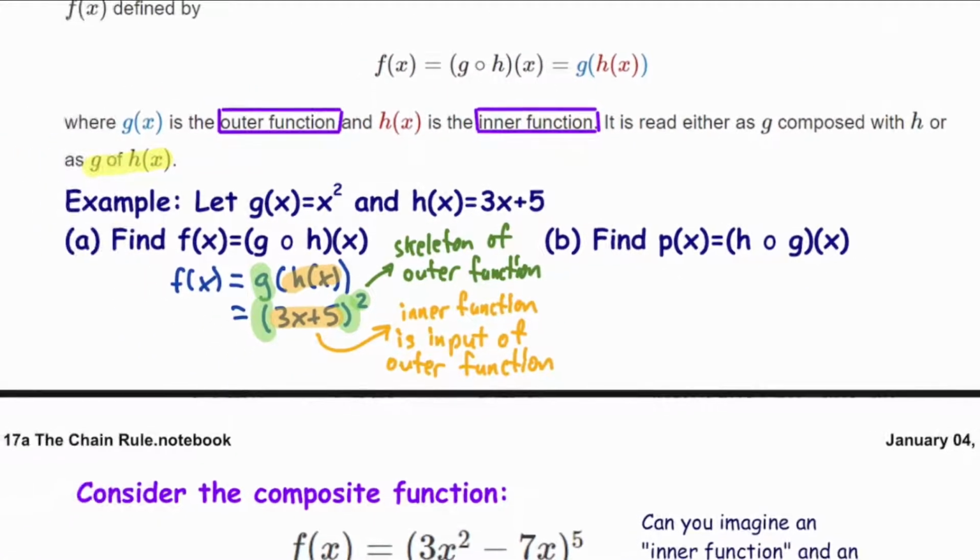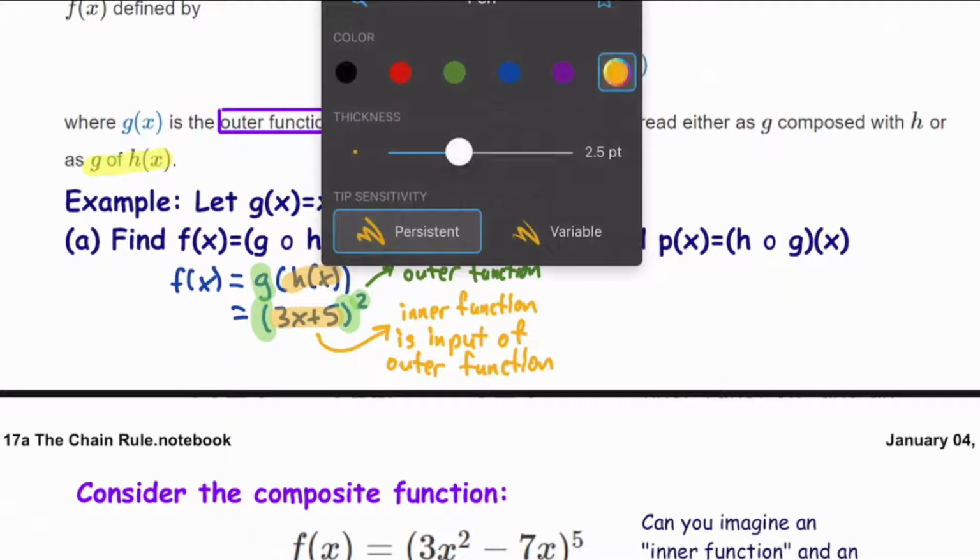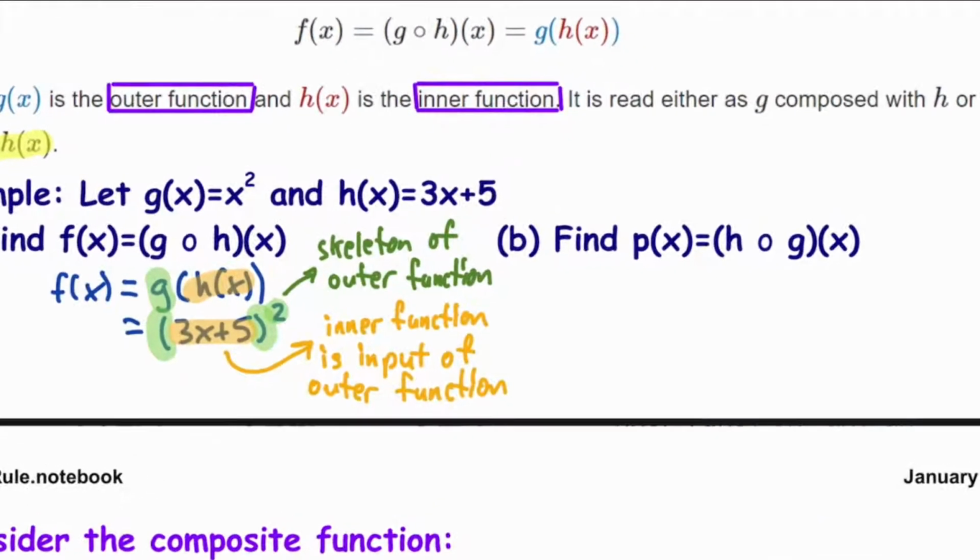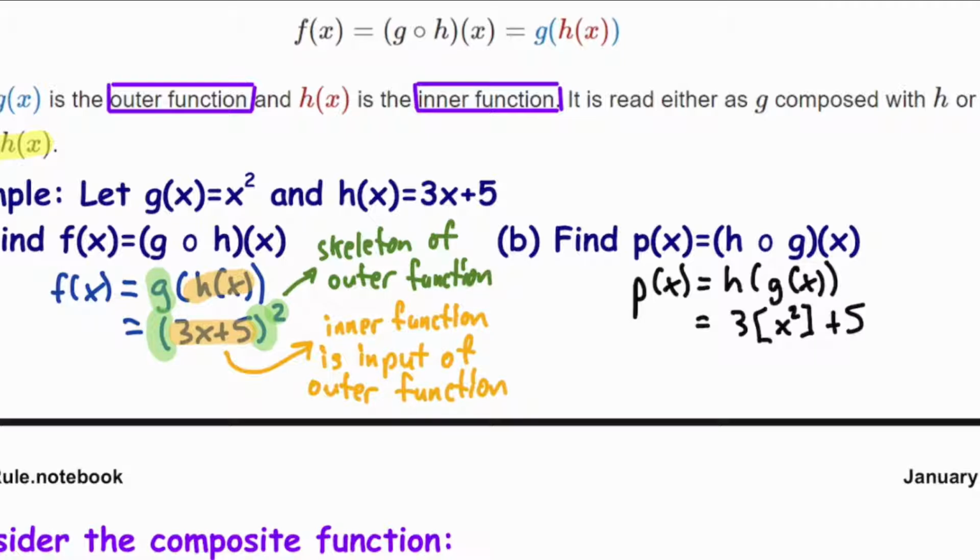Next up, let's find p of x, which is h of g of x. So we've reversed the positions here. Let's choose a different color and take a look. So p of x equals h of g of x. They've switched positions, the inner and outer functions. So I'm going to have my h of x, which is 3x plus 5, and instead of x, I'm going to put my g of x, which is x squared. So 3x squared plus 5 is my p of x.